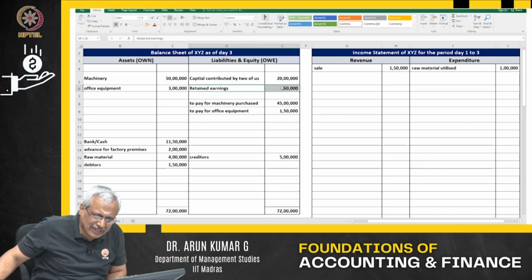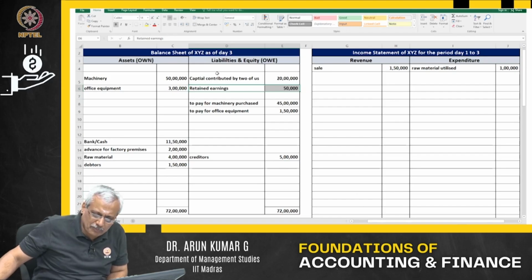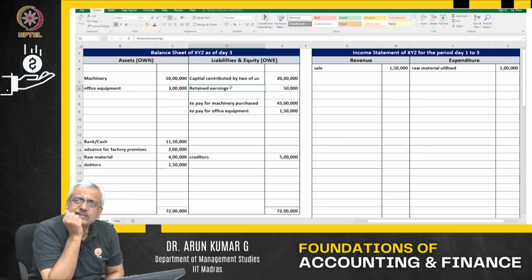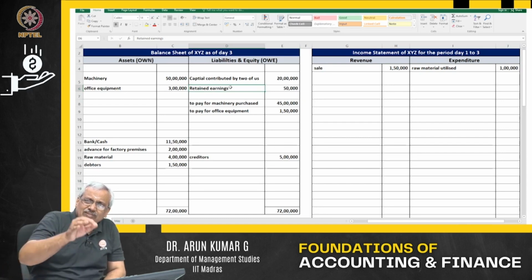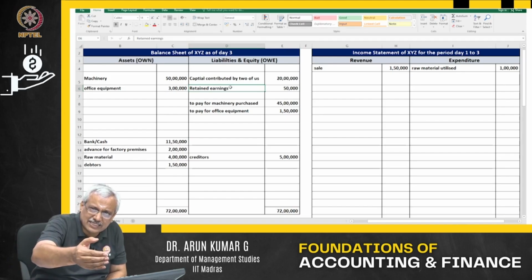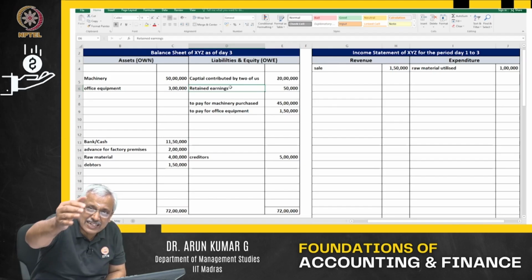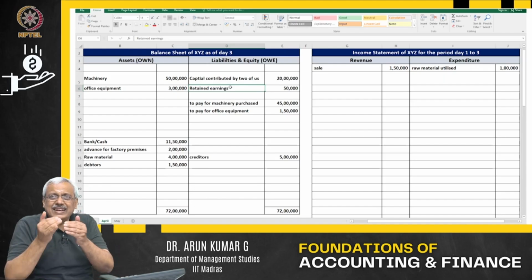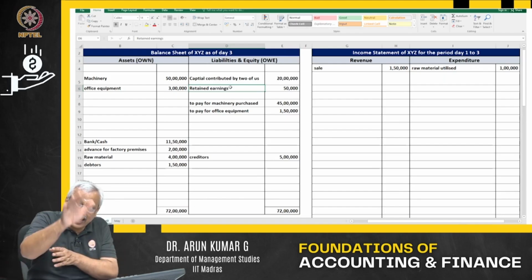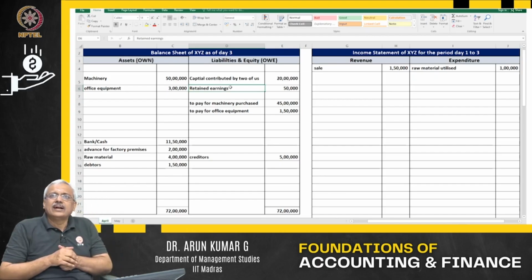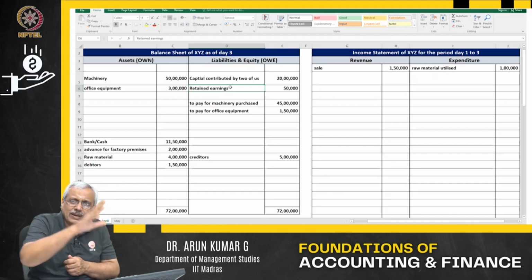I said retained earnings 15,000. That is, the profit belongs to the capital provider. So I have written it there. Then why did I use the word retained earnings? Because that is the earnings of the company which is retained in the company itself. It is not distributed still. If it is distributed, it will be distributed in the form of dividends. As long as it is not distributed, it is retained in the company. It is retained earnings, earnings which is retained within the company XYZ.